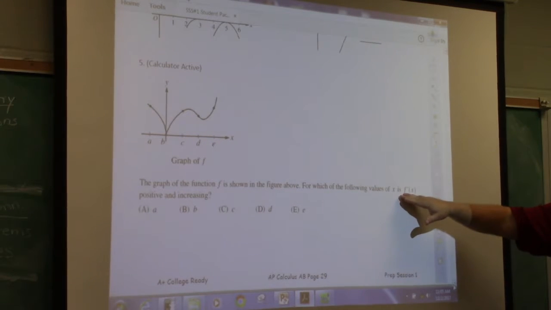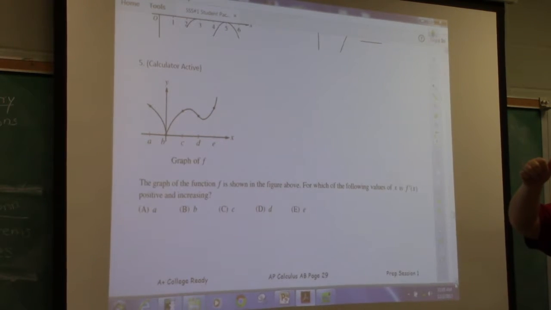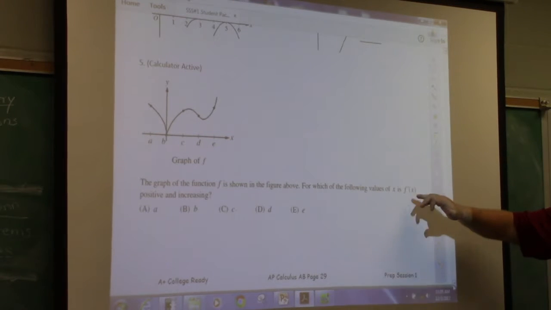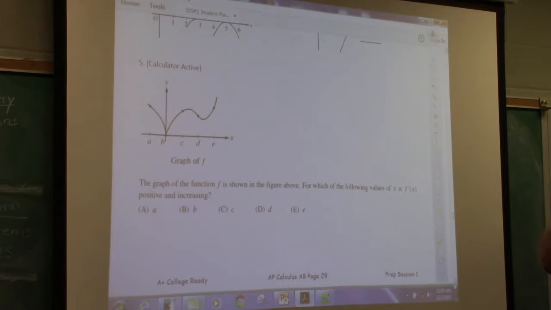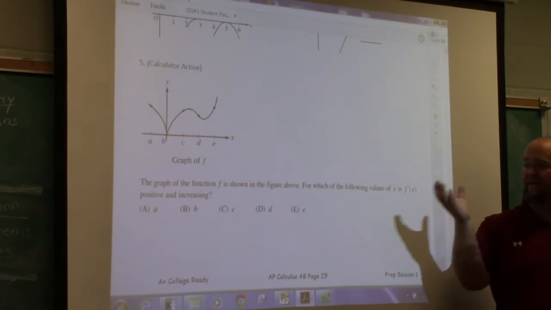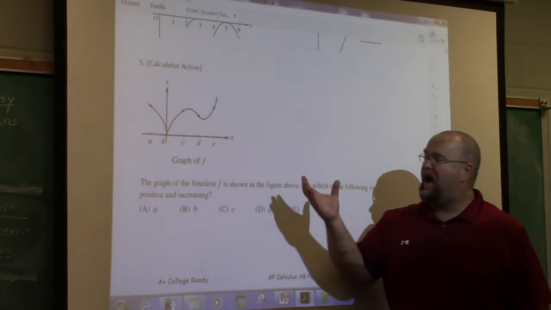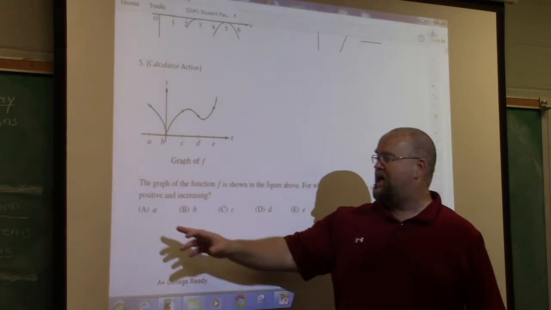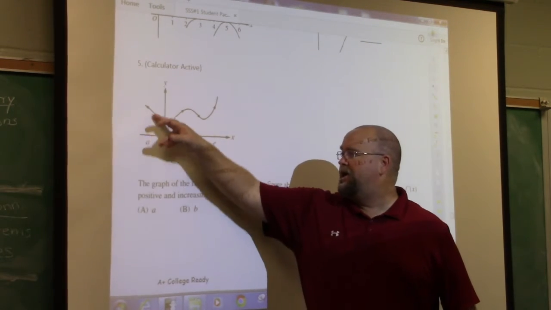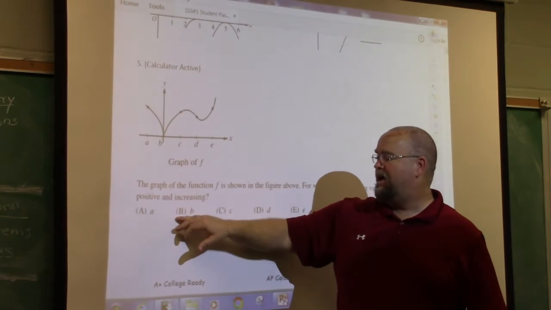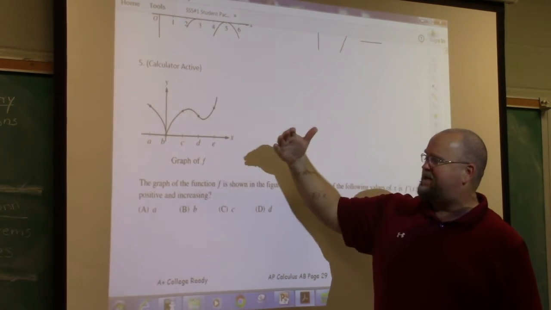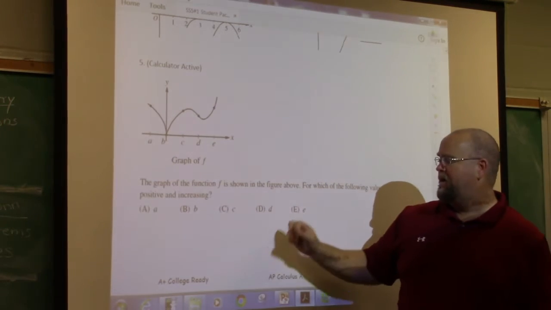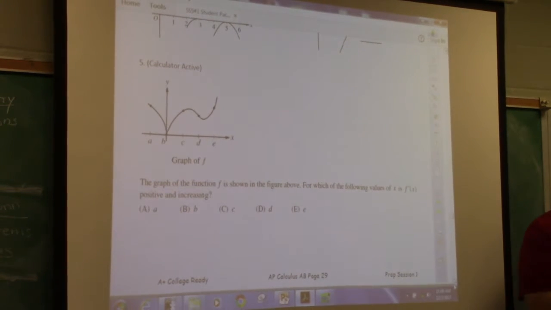If f prime is positive, what's f got to be doing? Increasing. And if f prime is increasing, then what do we got to also know about f? It has to be increasing in what? Concave up. So which of these values over here are we increasing in concave up? A? No, we're decreasing. C? We're increasing, but we're concave down. So the only one of these where we're increasing and concave up would be E, is what we should have there. That should be our correct answer. Okay?